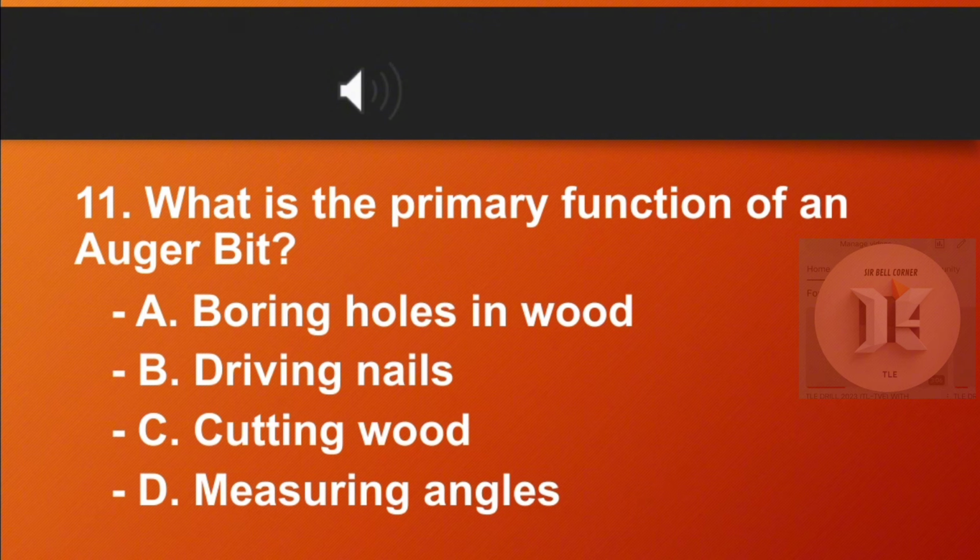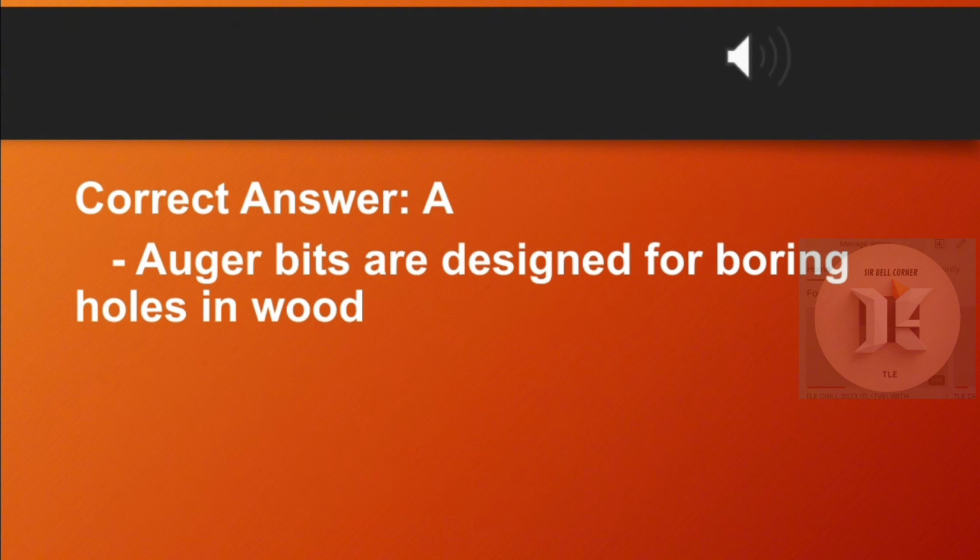11. What is the primary function of an auger bit? A. Boring holes in wood. B. Driving nails. C. Cutting wood. D. Measuring angles. Correct answer, A. Auger bits are designed for boring holes in wood.